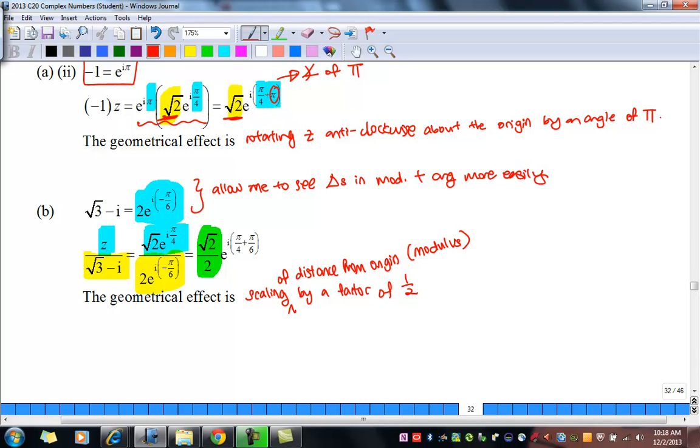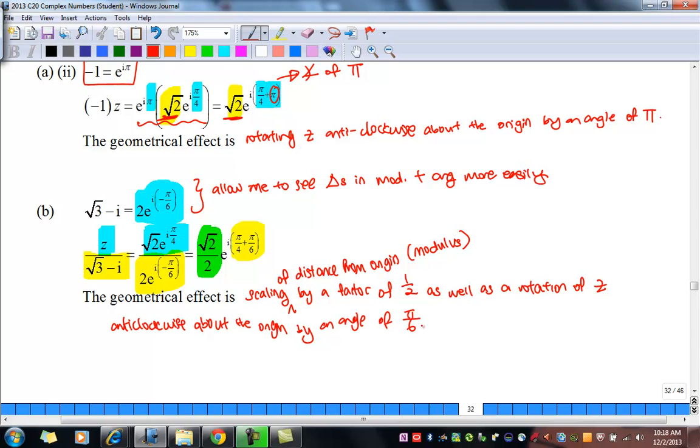And the other effect, of course, is a rotation, because my angle is now increased by pi/6. So this is a rotation of z anti-clockwise about the origin by an angle of pi/6. With that, we have concluded this section on the geometrical effect of arithmetic operations on complex numbers. In the next section, we will be studying loci in an Argand diagram.